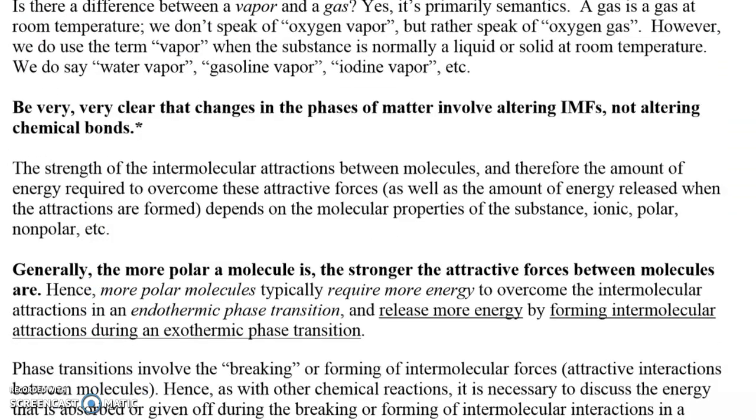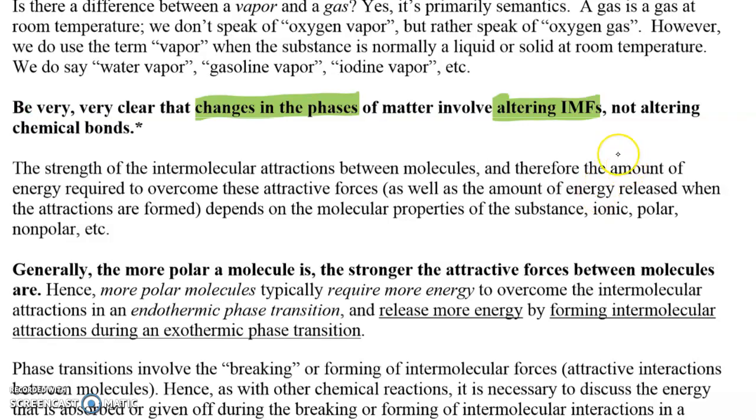Okay, so I'd like you to read over this portion. I'm not going to go into a lot of detail, but I would like you to read over it or go to the online notebook and read it again. The most important statements, though, from here are that you need to be very clear, again, that we are talking about changes in phases being altered IMFs. Okay, not altering chemical bonds, because otherwise you would be changing the identity of the substance.